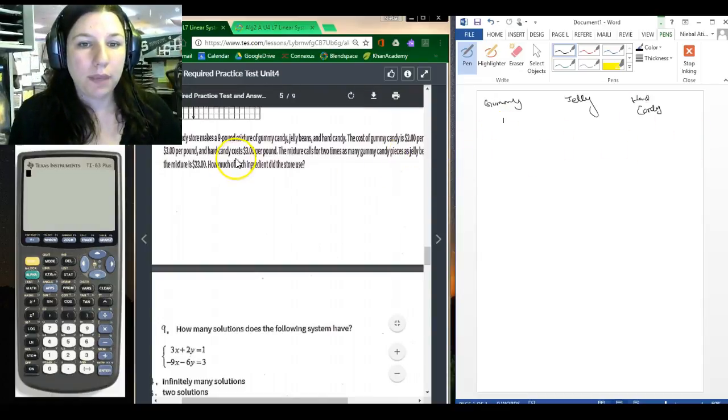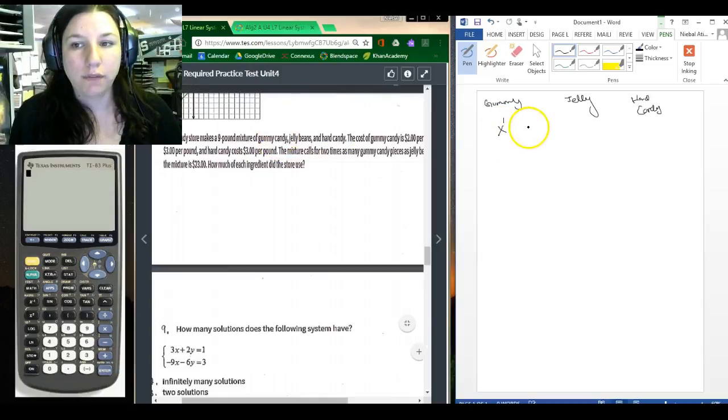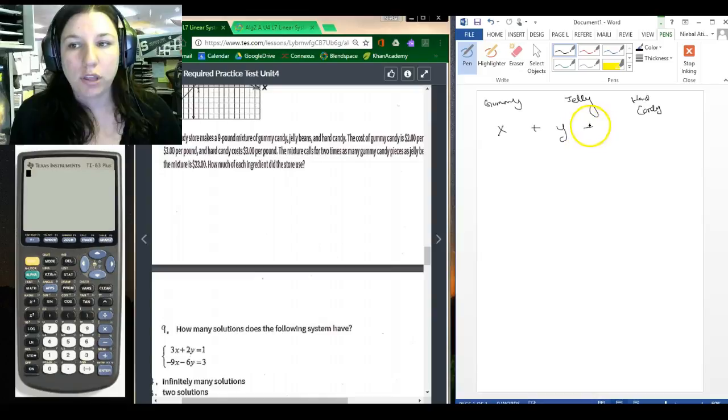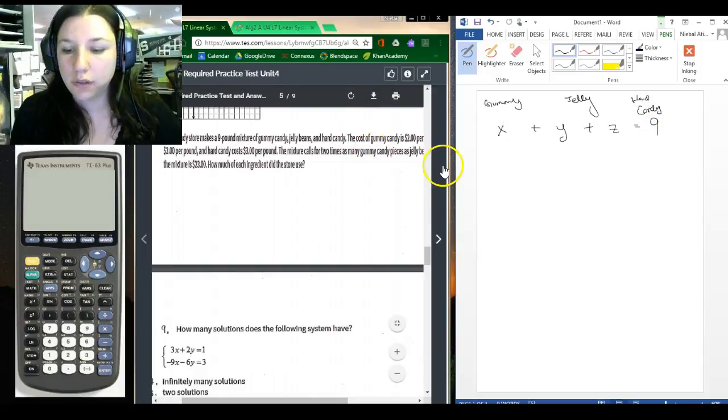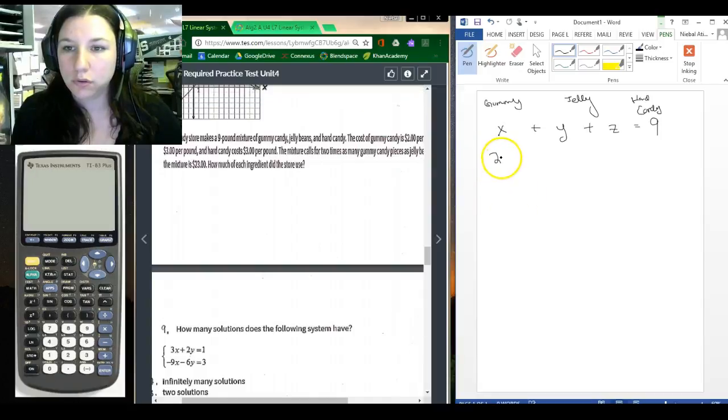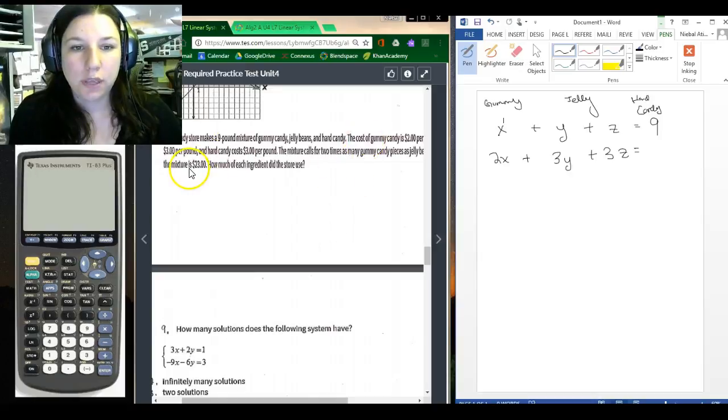So the candy store makes a 9-pound mixture of gummy, jelly, and hard candy. So the amount of gummy candy I have, the amount of jelly candy I have, and the amount of hard candy I have is going to add up to 9 pounds. Then they give me the cost. The cost of the gummy candy is $2, the jelly is $3 per pound, and the hard candy is $3 a pound. And if you skip ahead, it says the total cost is $23, so this one's going to equal 23.